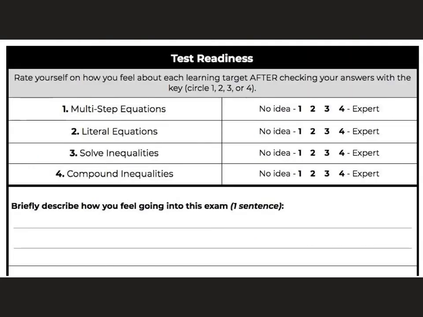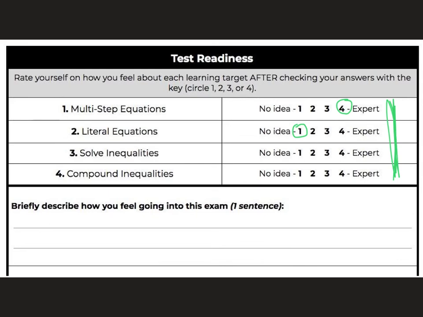As you flip to the back of your review packet here, your last page, you're going to see a little bit of a reflection called the test readiness. So I ask you to go through each of these targets, maybe based upon how this correcting went for you, and give me just a brief reflection. For target number 1, if we gave ourselves a 4, we would feel like an expert at this skill. Literal equations, we gave a 1, we would feel like we don't have any idea what's going on with this skill. So give me a quick reflection here, 1 through 4. And then there's 3 questions to answer.